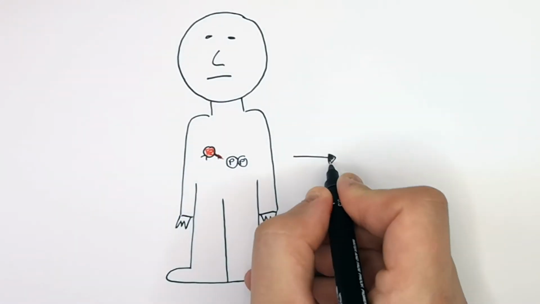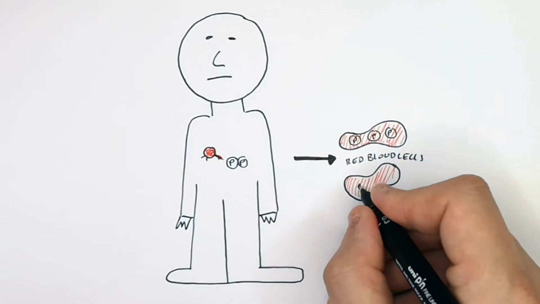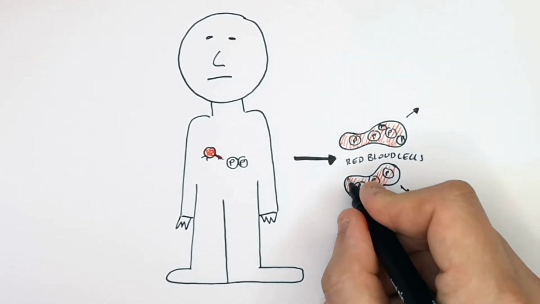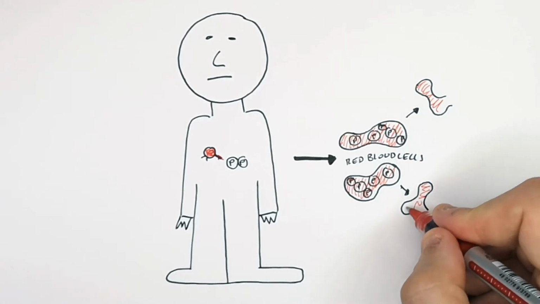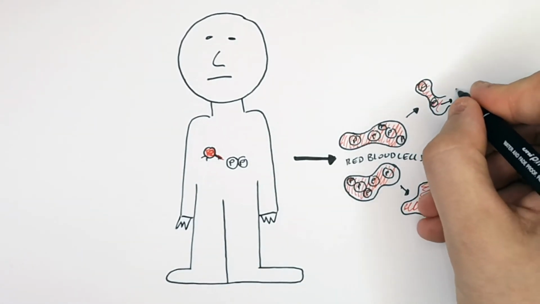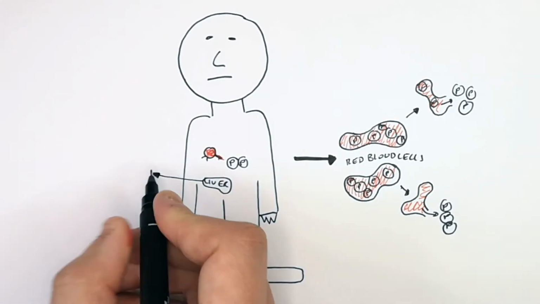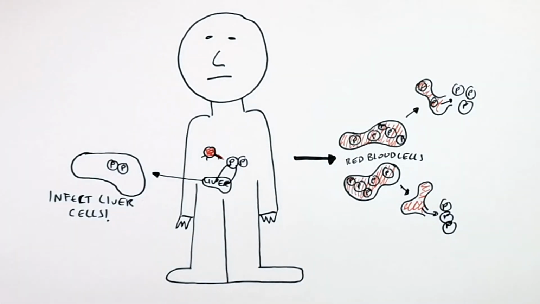The Plasmodium protist is going to invade your red blood cells, and inside your red blood cells, it is going to multiply and replicate. And when there's enough Plasmodium in there, it causes the red blood cells to burst. This then causes the Plasmodium protist to spread around the body and infect other cells. The protist will also invade liver cells. The liver cells will then lose their function.